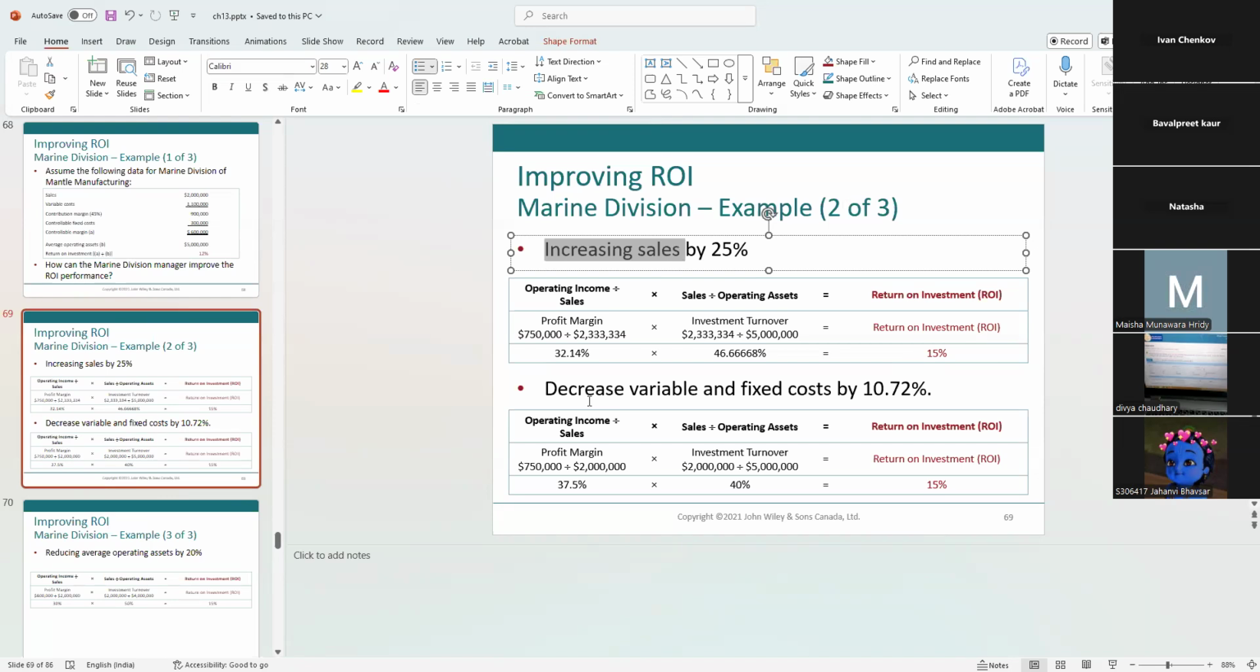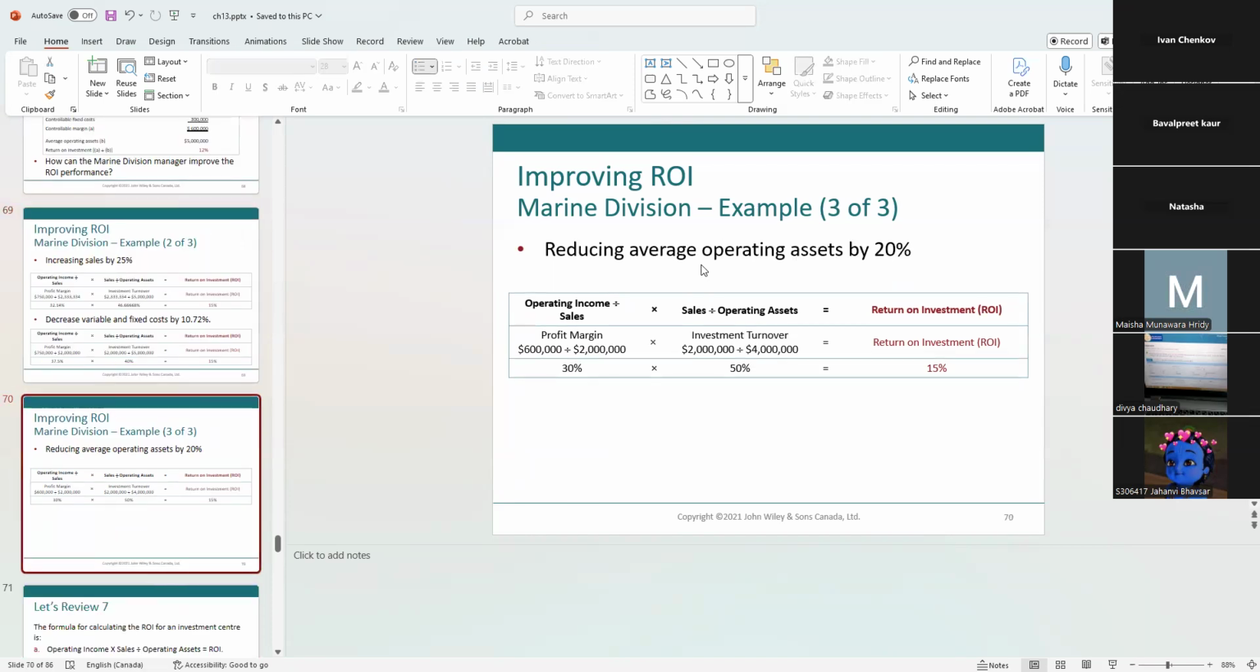The second one is to decrease the variable cost, or to decrease any of the costs. You can decrease variable costs, you can decrease fixed costs. Either one is going to increase the return on investment. So if I decrease the cost, what's going to happen? My net income is going to go up. When the net income goes up, sales don't change and the assets don't change, but the operating margin goes up. And that's going to drive your return on investment higher.